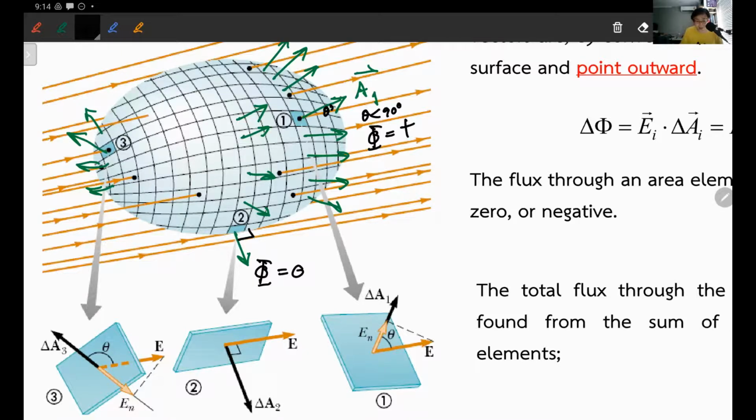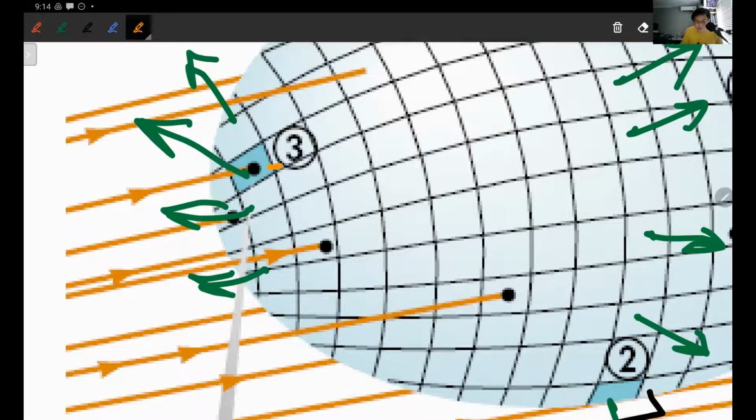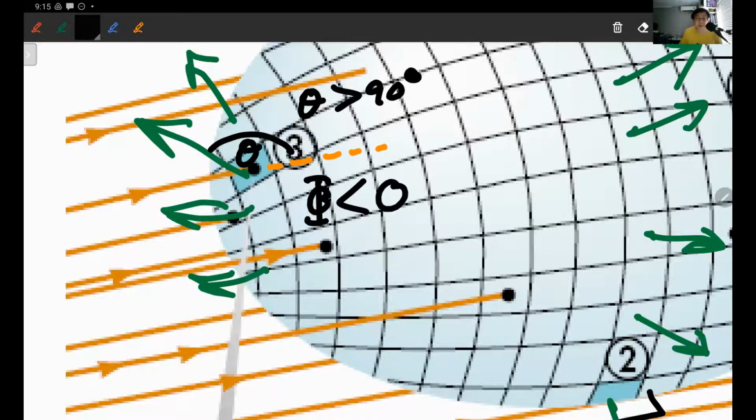it turns out if you look here, if I draw this line and extend it out a little bit, now the angle is greater than 90 degrees. So the cosine of an angle greater than 90 degrees gives you a negative value. So that means over here you get a negative flux. Flux is less than 0.